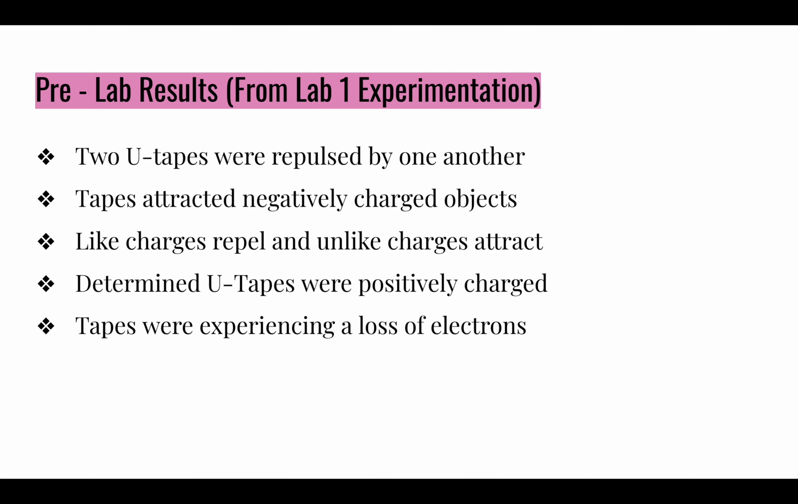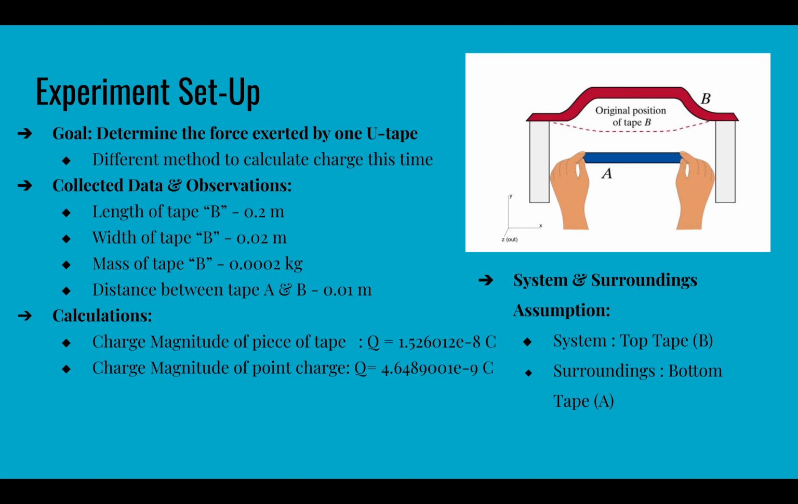Just to refresh what happened in the lab last time, there were two U-tapes that were repulsed by one another, and the tapes were attracted to negatively charged objects. Since like charges repel and unlike charges attract, we determined that the U-tapes were positively charged and that they were experiencing a loss of electrons.